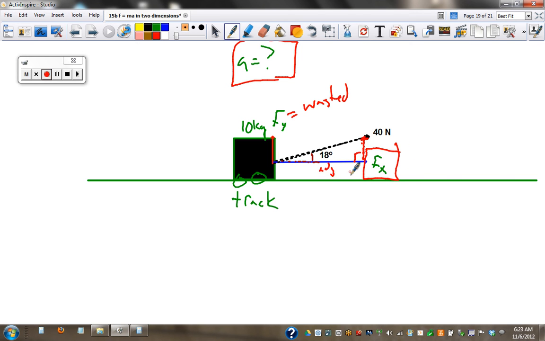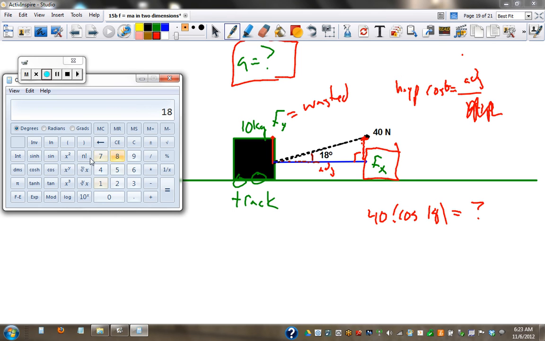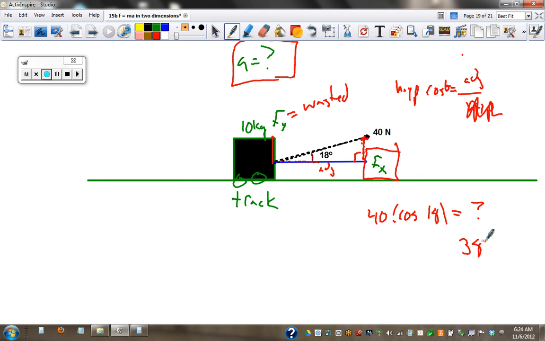This is the adjacent side. So cosine equals adjacent over hypotenuse. So CAH. Hypotenuse times cosine theta equals adjacent. So 40 cosine 18 equals what we want to find out. Calculator, 18 cosine times 40 equals 38. So we have F of X equals 38 newtons.